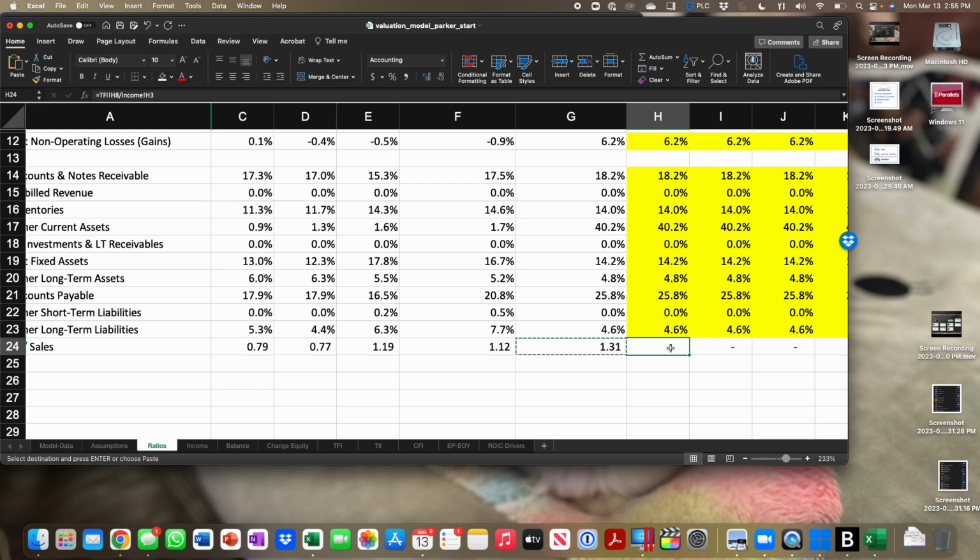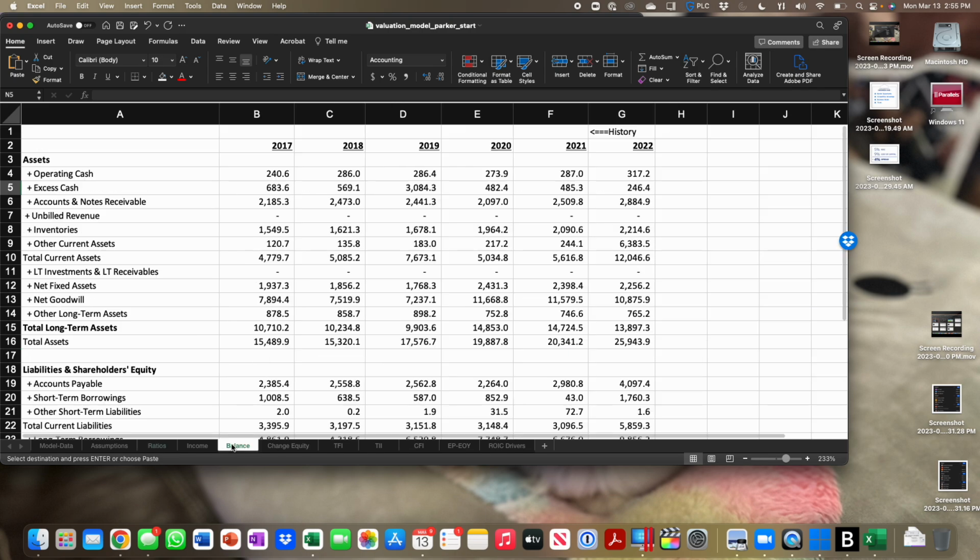Okay? So, continuing on. Now that we have the ratios, we will go to the balance sheet and continue creating the 2023 balance sheet. Okay? H1 is the first year of our forecast.